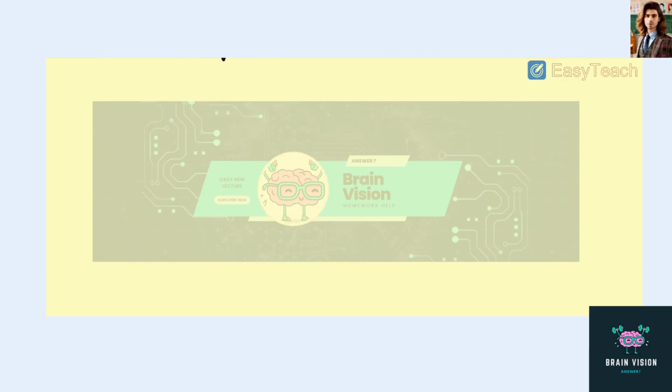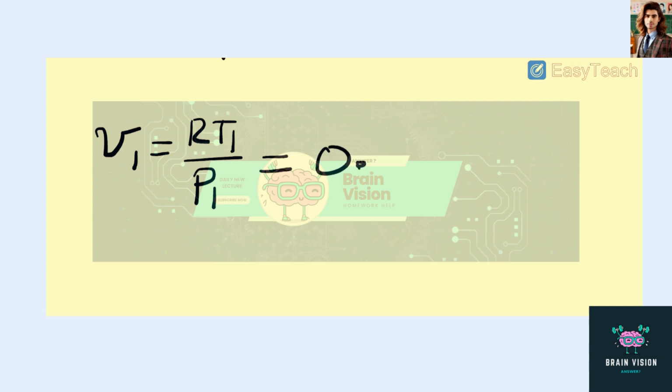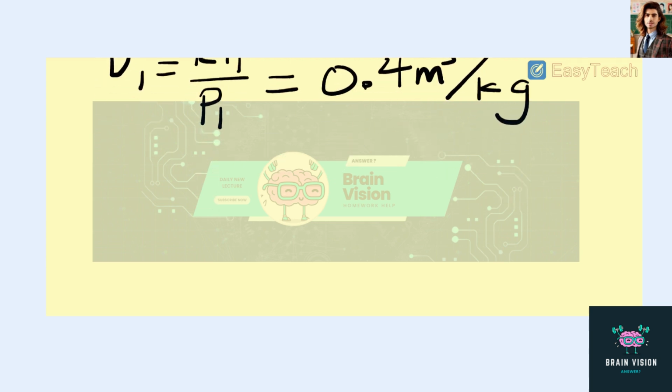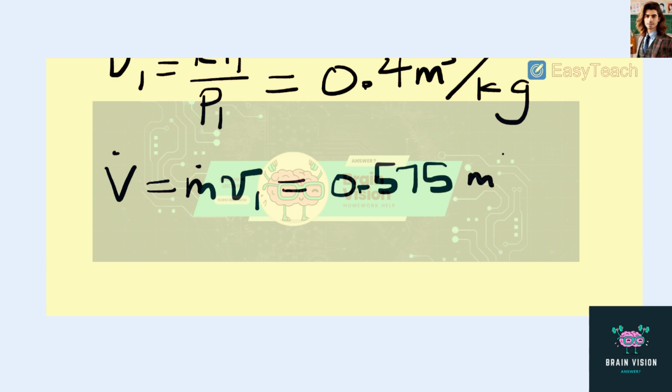Now we can use the ideal gas law to solve for the specific volume. Just by rearranging the ideal gas law, you can say that v1 is equal to R T1 over P1, and plugging in for these quantities, we see that the specific volume is equal to 0.4 cubic meters per kilogram. Now we can easily solve for the volume flow rate by simply saying that the volume flow rate V dot is equal to m dot times specific volume v1, and this gives us a total volume flow rate of 0.575 cubic meters per second. And that is our final answer.